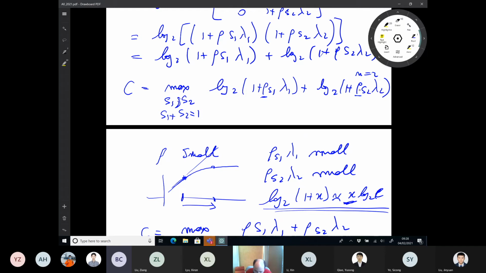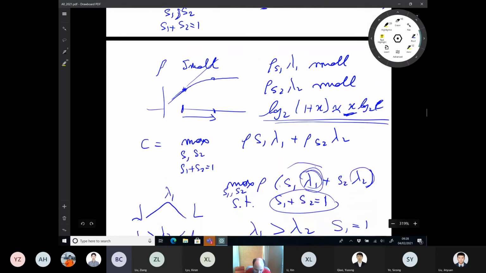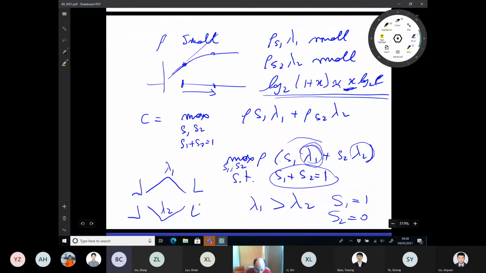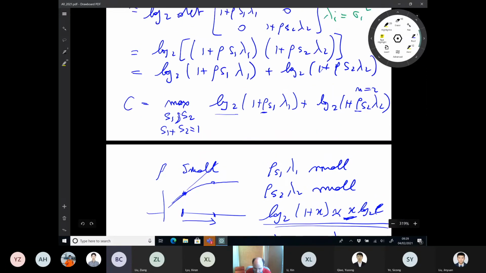It's not linear anymore, so you don't gain so much, right? So if your rho increases, what happens is that you start allocating power to the second eigenmode. You will allocate power only to the first eigenmode when your SNR is small. As your SNR increases, you will start allocating power to the second mode, the one that is weaker. And the reason for this is because you have a logarithmic function, right?